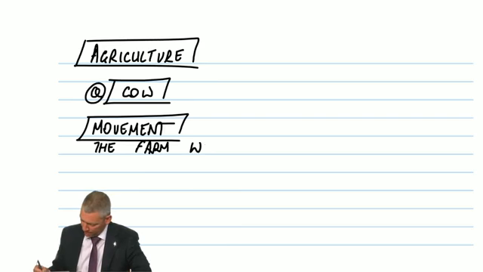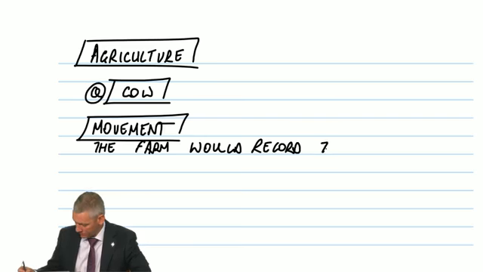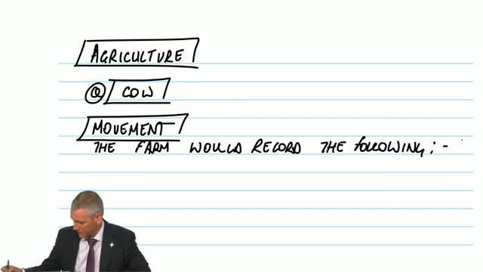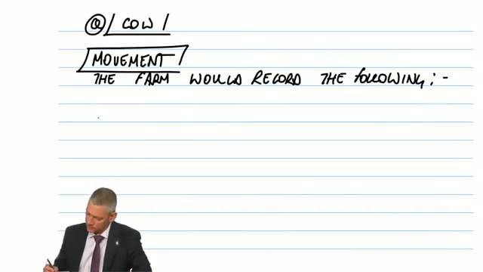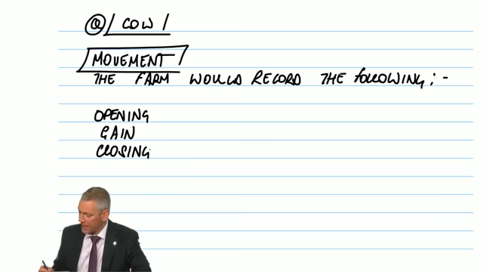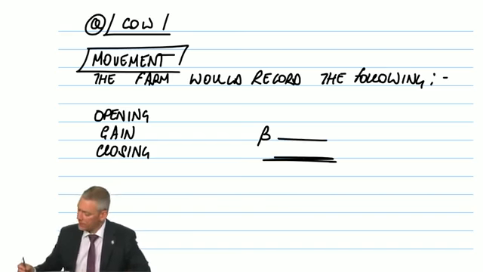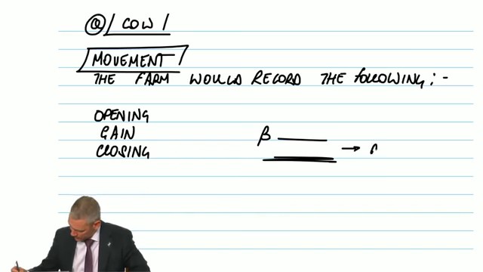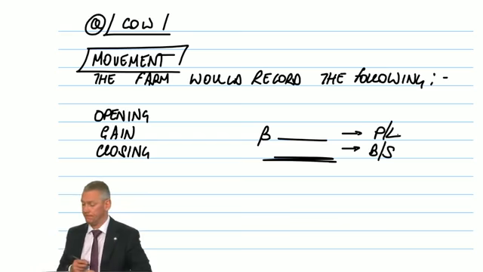The farm would record the following. The gain is going to be a balancing figure. And I'll just put this in straight away. The closing balance, of course, goes to the balance sheet. And the gain, of course, goes to the P&L, FVPL, right?